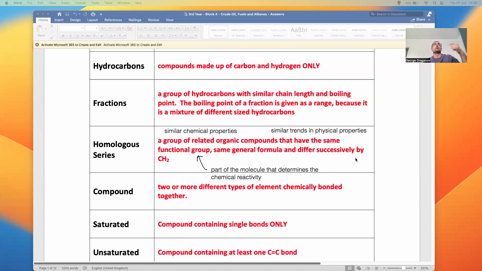So same general formula, same functional group. Each one differs by CH2. Those are 3 very easy things to memorize, because they can ask you to define a homologous series, or they can ask you to name the features of a homologous series, which means the same thing.